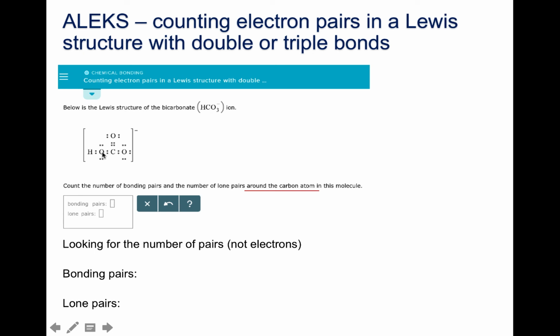If a pair of electrons appears between 2 elements, that's a bonding pair. If the pair of electrons appears all by itself, like it does on this oxygen, that's a lone pair. But we're only concerned with carbon. So we've got 1 bonding pair here, 1 bonding pair here, and then this represents what we call a double bond. So there are 2 bonding pairs between this carbon and oxygen. So we have 1, 2, 3, 4 bonding pairs of electrons around carbon, and there are no lone pairs around that carbon atom. So we'd put the number 4 in for bonding pairs, 0 in for lone pairs. Be sure that you're counting the number of pairs, not the total number of electrons.